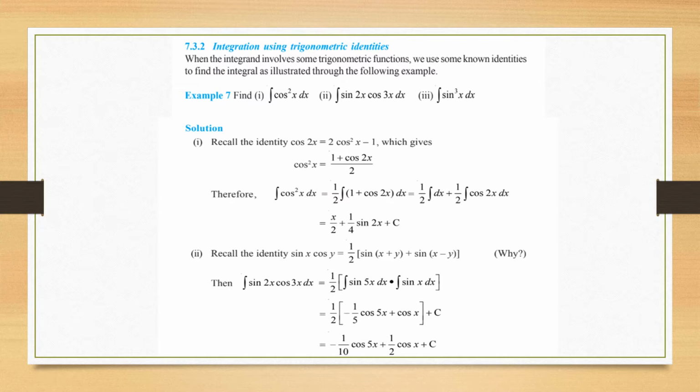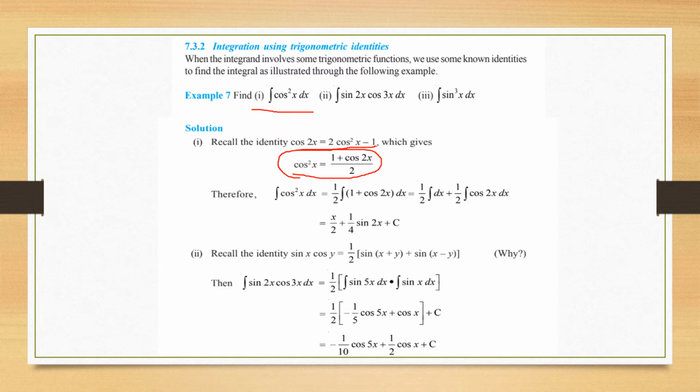Now number one is your cos square x dx. This is an example. Similarly, sine square x will behave the same way. Now to integrate cos square x, I will use the formula cos 2x is 2 cos square x minus 1, or cos square x is equal to 1 plus cos 2x upon 2. Similarly, sine square x is 1 minus cos 2x upon 2. So whenever I have to integrate cos square x, I'll open it by using this formula. That half will come outside and it is 1 plus cos 2x.